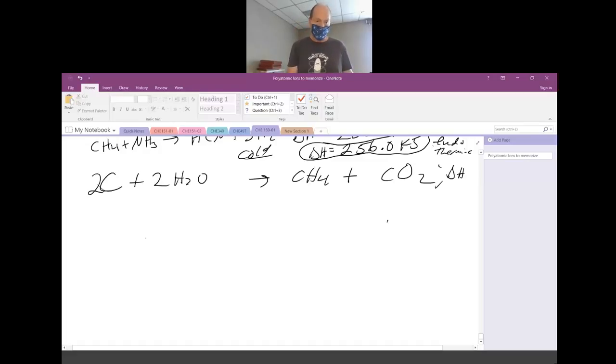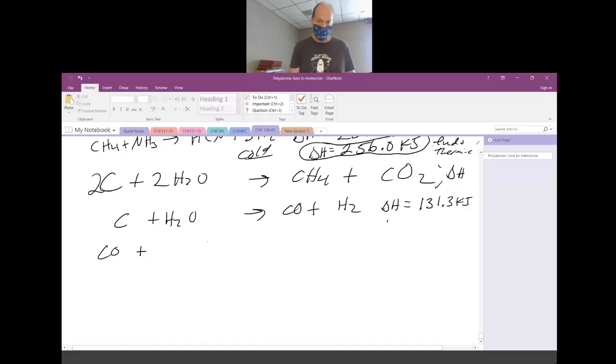All right, so here's the data. I have carbon plus water yielding CO plus hydrogen. And the delta H for that is given. It is 131.3. All right, another reaction is given, and that is CO plus H2O yielding CO2 and H2. Delta H for that is given. Negative 41.2.